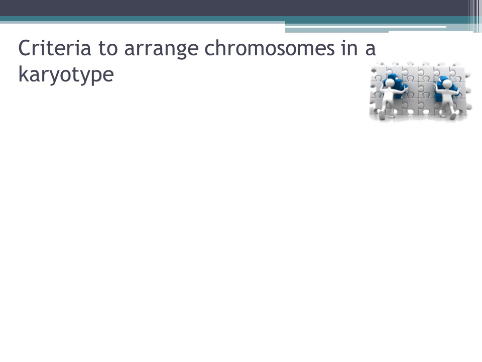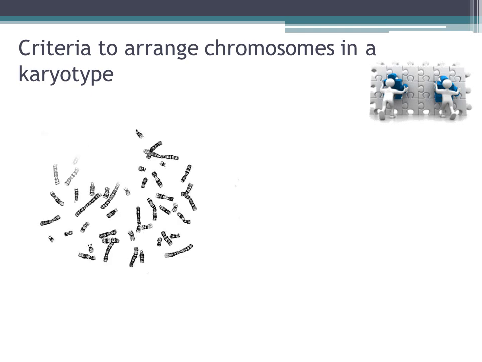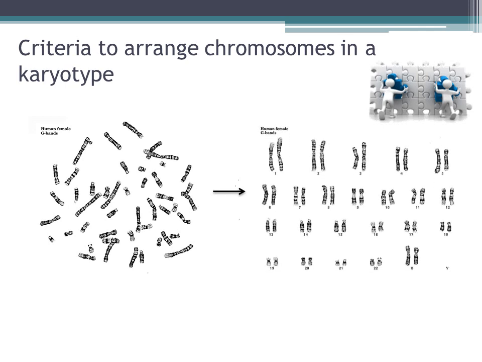Chromosomes are not arranged randomly. There are certain criteria which control arranging them into a karyotype. Now this image shows how chromosomes look when observed under a microscope before being arranged. Here, G-banding technique is used to stain these chromosomes. After being arranged correctly, we obtain this karyotype.